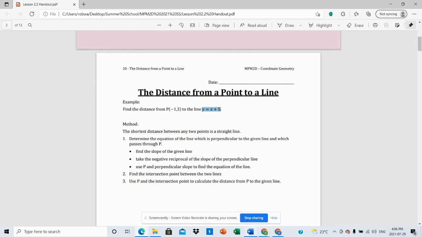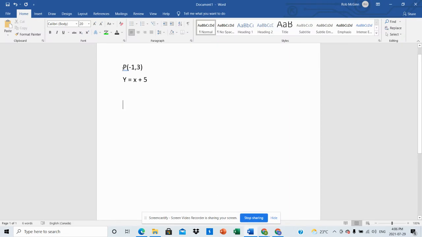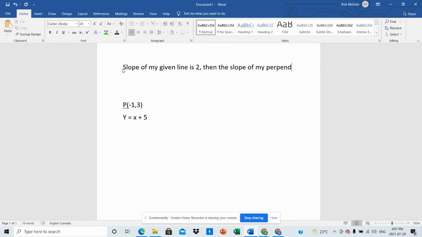So, for example, I'm going to pop over here before I get into this question. If I know the slope of my given line is 2, then the slope of my perpendicular line is going to be, we're just going to flip the 2 over, pretend that's a 2 over 1 as a fraction. We're going to flip that over. It's going to become 1 over 2, and it's going to be negative. So it's going to be negative 1 half.